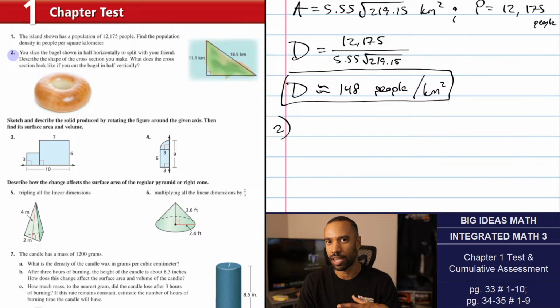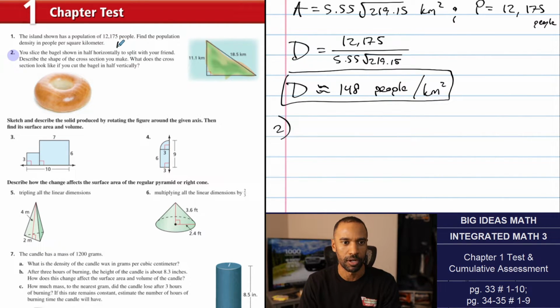Now, this would have been out of section 1. Let me try and do sections by number. This is section 1.1. This would have been out of section 1.3. And trust me, I'll forget to do this at some point.